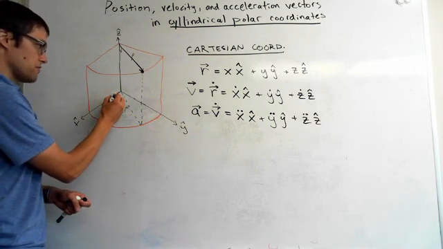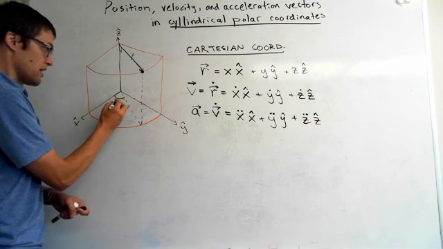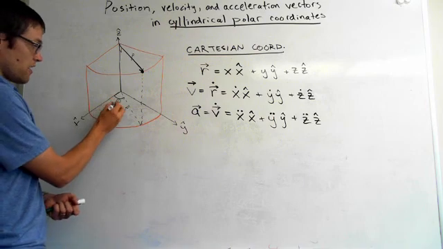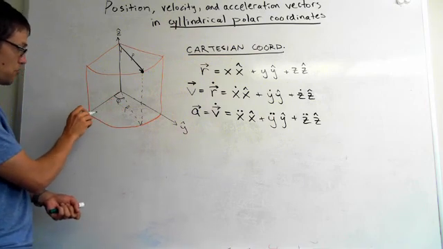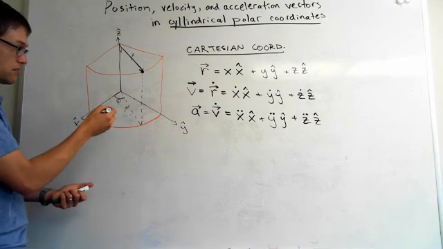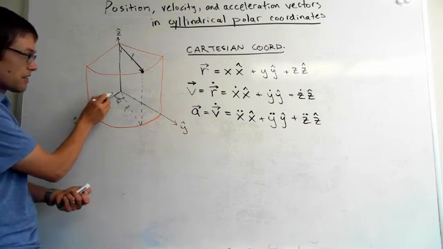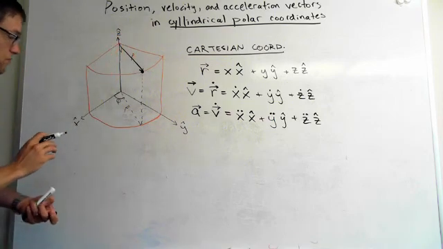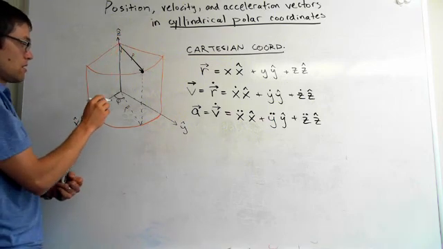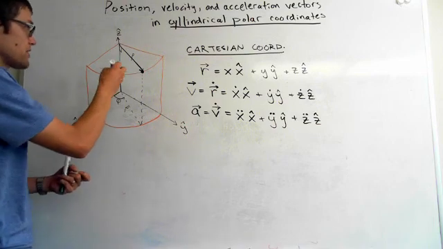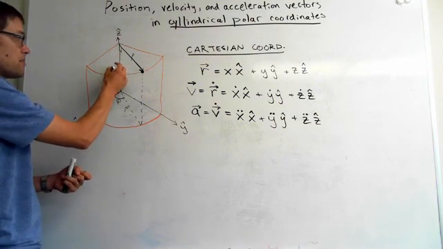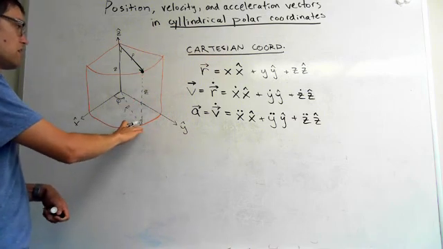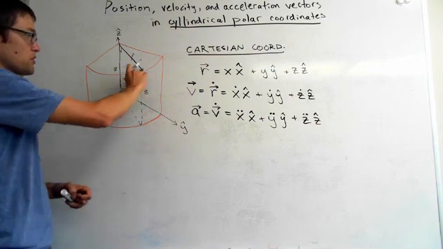Now the second coordinate of cylindrical polar coordinates is this angle, which is usually given the Greek letter phi. So phi is the angle between the x-axis in Cartesian coordinates and this line here, which is the projection of that rho line. Okay, now the final coordinate in cylindrical polar coordinates is z, and z is just the same as it is in Cartesian coordinates. It's just the distance from this xy plane up to where the point is located.